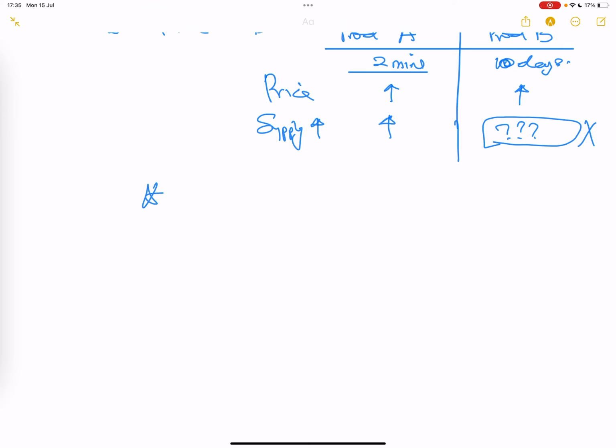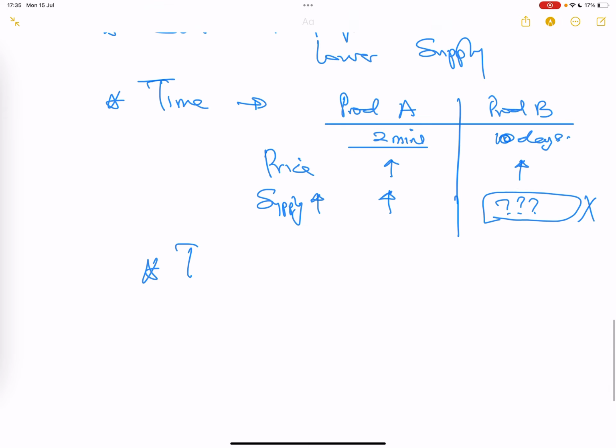Another thing that can affect your supply is technology. Technology increases supply. So the better your technology, the more you're able to produce.